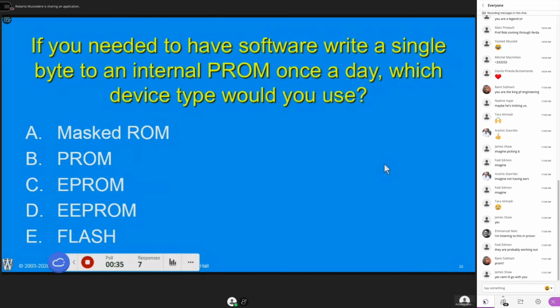Now, don't read into the term that I said, internal PROM once a day. Not saying that it's necessarily B. I'm just saying in general a programmable ROM device. So all of these are considered to be one of those. It's in that category per se.